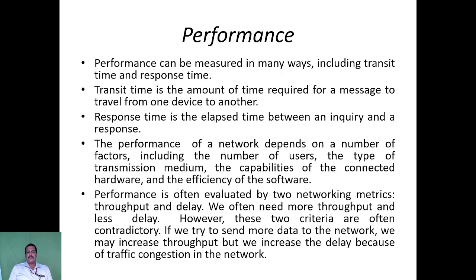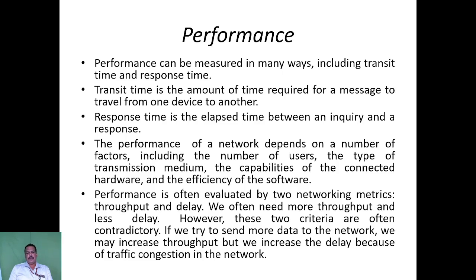So the performance of a network depends on a number of factors, including the number of users, the types of transmission media, the capability of the connected hardware and the efficiency of the software. So these are all the basic things. Based on these, the network performance varies. The performance is often evaluated by two networking metrics. First one throughput and the next one delay.